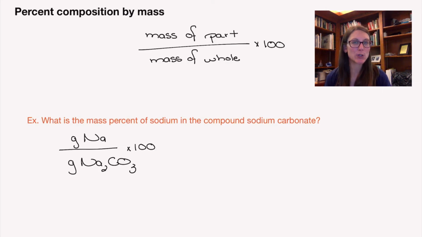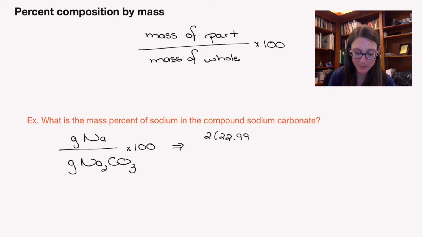It's easiest to assume we have 1 mole because then we can just use the molar masses of each piece for these grams that I have indicated here. So the total mass of sodium in the sodium carbonate is going to be 2 times 22.99. That 2 is because it has a subscript of 2. So there are 2 sodiums, each of which would weigh 22.99 grams in every 1 mole.